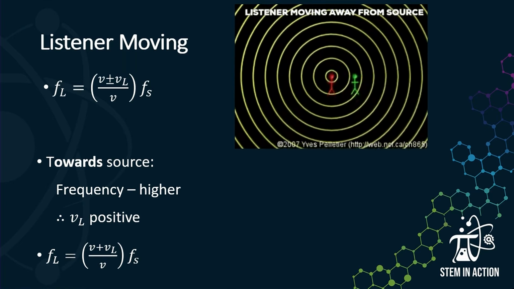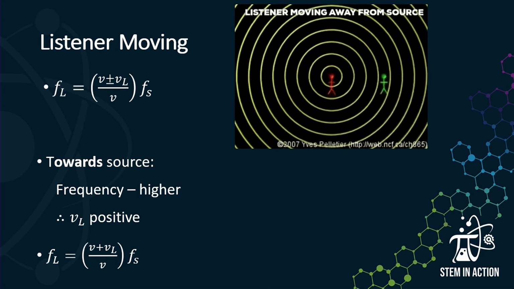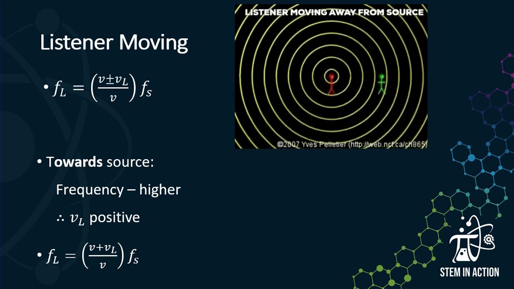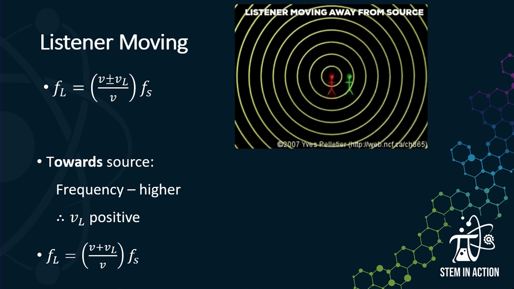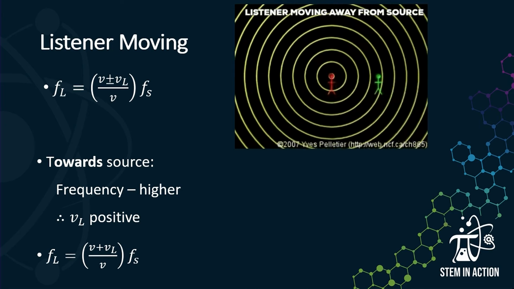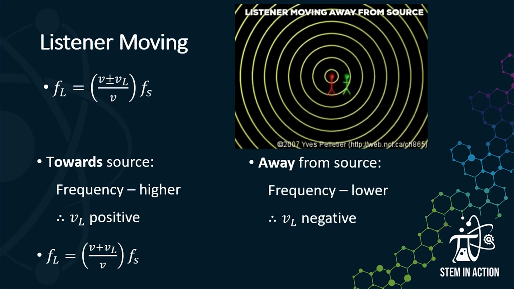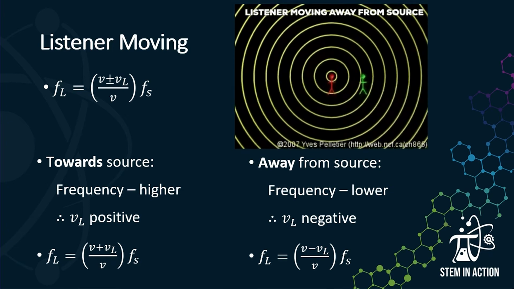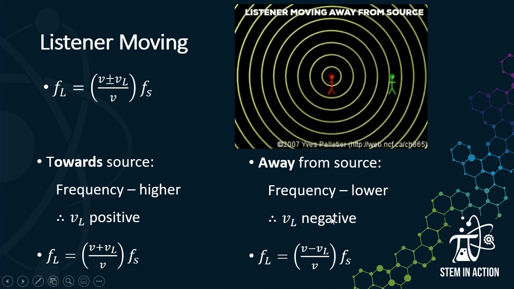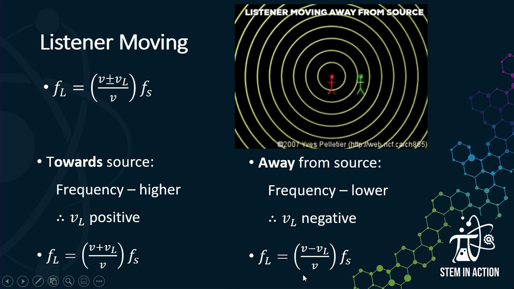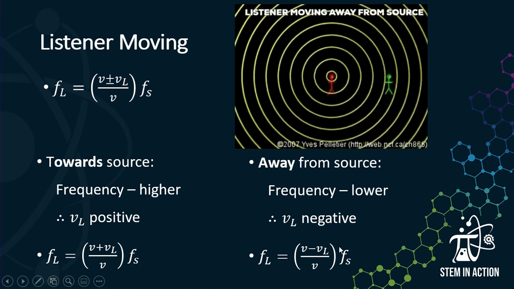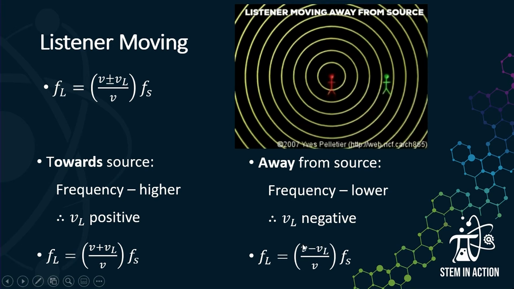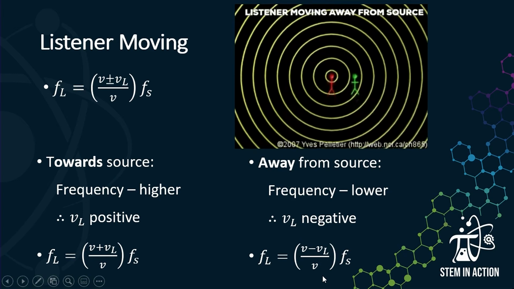On the other hand, if the listener is moving away from the source, we can see that it's almost like the waves need to catch up to the listener. And so there are fewer waves passing the listener in a given time, which means there is a lower frequency, and therefore VL will be negative. Let's have a look at the formula to see why VL is negative. If we want to get a lower frequency, that means when we sort this fraction out, we need to get a lower answer, and so we need to subtract VL to make our numerator smaller than our denominator.